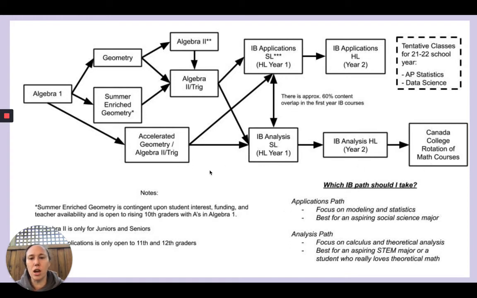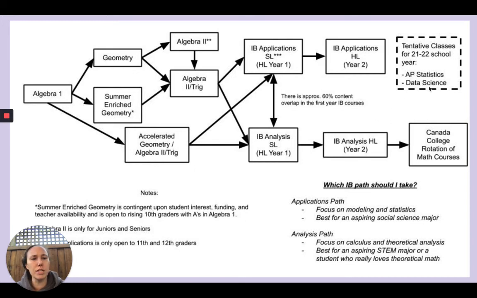If a student comes in at the Algebra 2 trig or at the accelerated geometry Algebra 2 trig level, they will need to take the analysis pathway so that eventually they will be taking Kenyatta College classes on our campus. We have a professor that comes to campus and teaches a rotation of calculus, linear algebra, and differential equations courses.